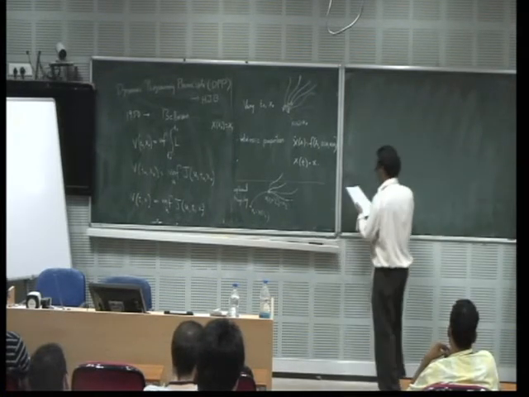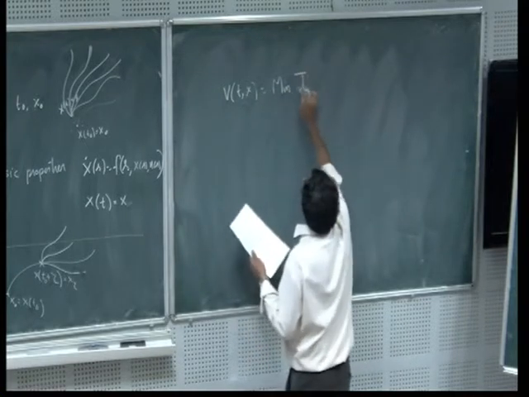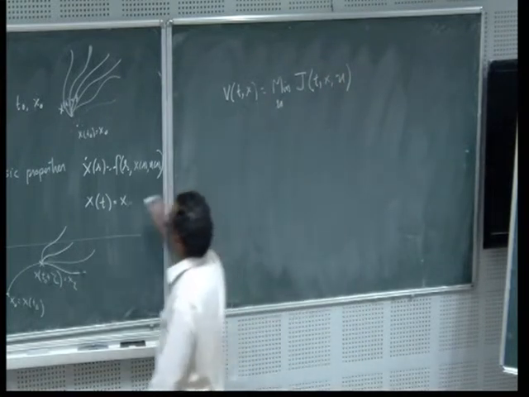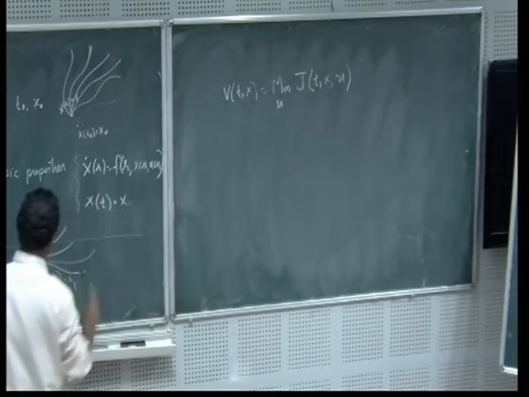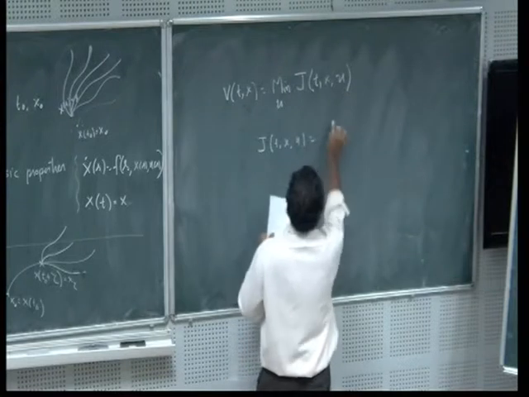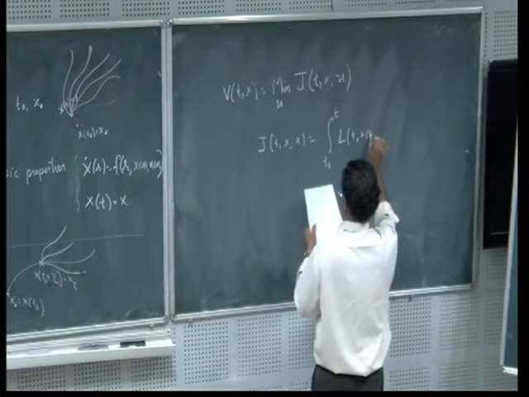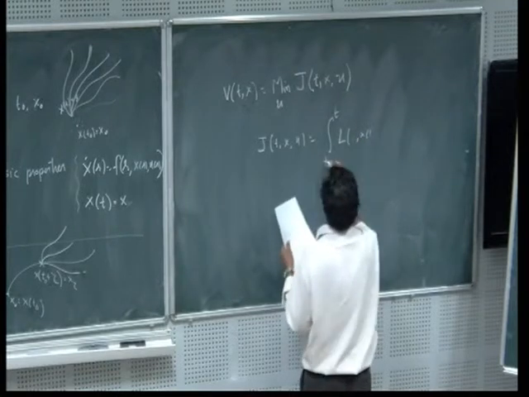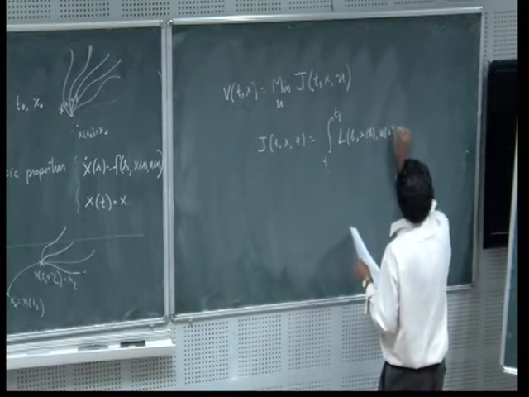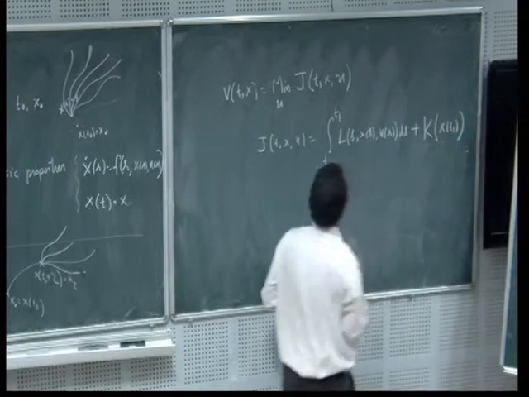So let me introduce it properly. You have your V(t,x) equal to the minimum of J(t,x,u), minimizing over u, where x equal to x(t) is the trajectory here. And what is my J(t,x,u)? J_t(x,u) is equal to the integral from t to t1, the final point, of L(s, x(s), u(s)) ds, plus a terminal cost, K(x(t1)). This is my terminal cost. This is my running cost.